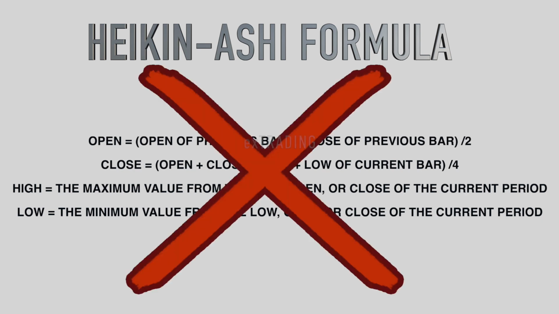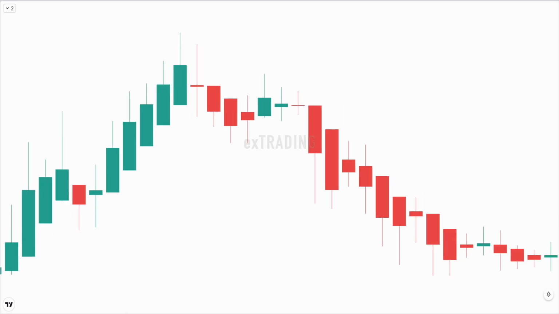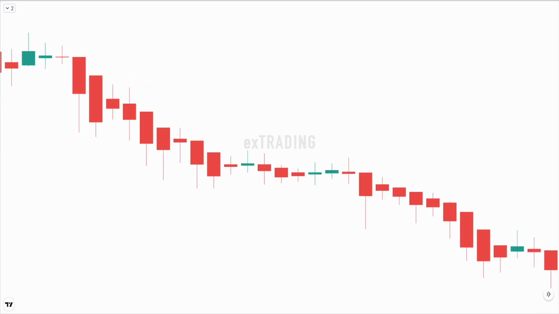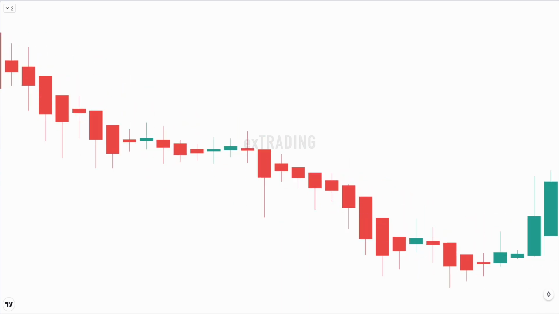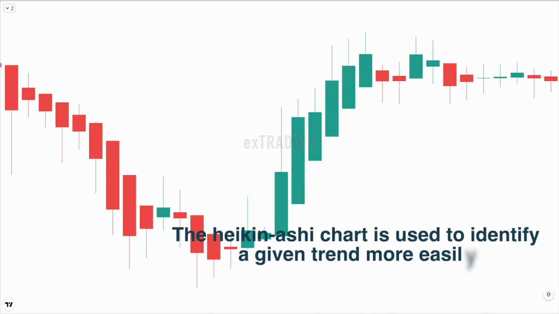Thankfully, you do not need to memorize this formula to use this chart. Your trading platform will automatically do everything for you. The most important thing is to know how the Heiken Ashi works and how it is used. The Heiken Ashi chart is used to identify a given trend more easily.